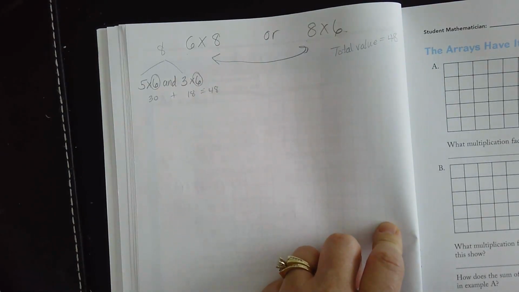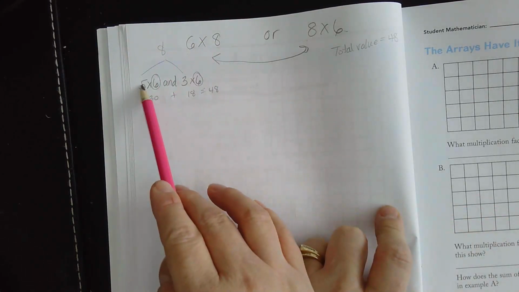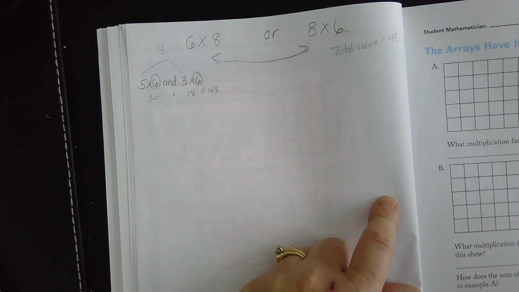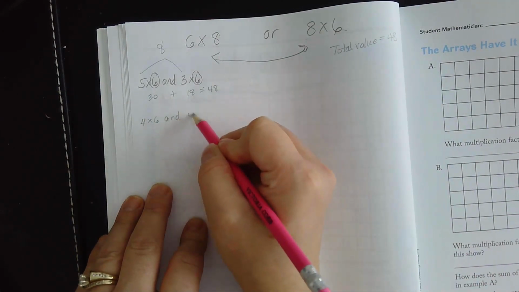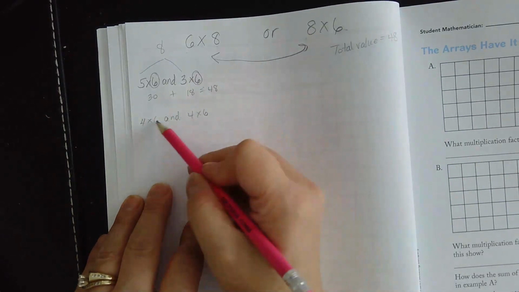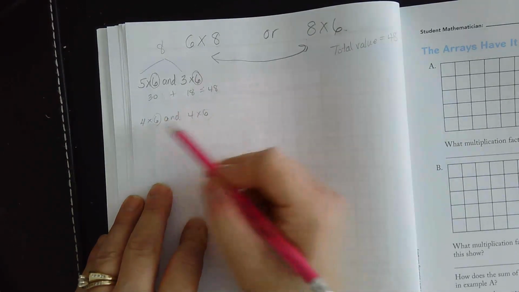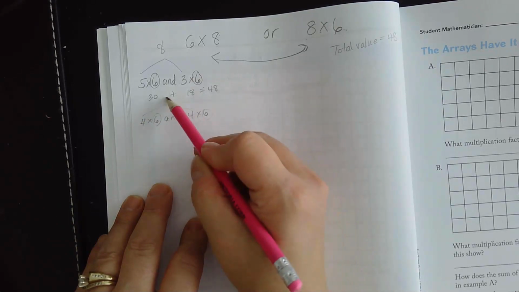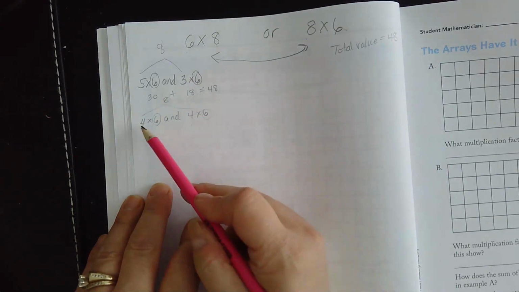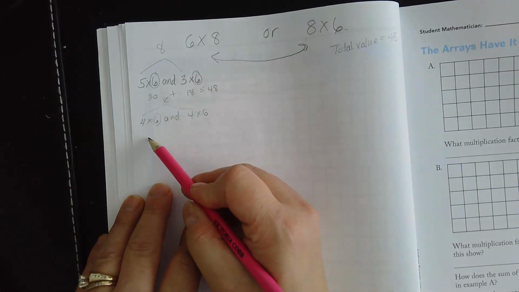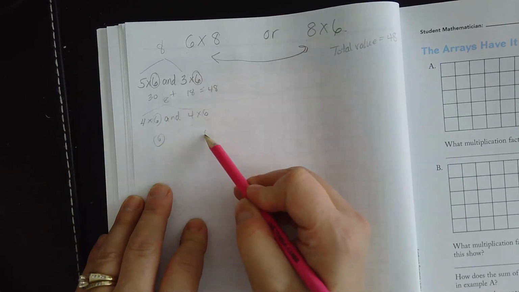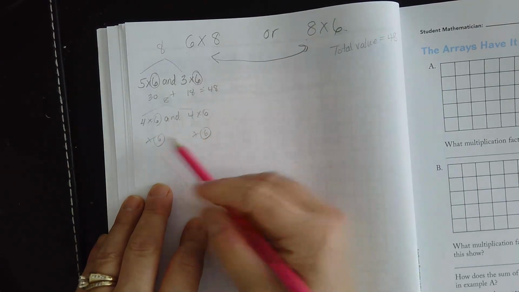Well, instead of 5 times 6 and 3 times 6, what about 4 times 6 and 4 times 6? Would that value be the same? Could we try 4 times 6 and 4 times 6? Well, we kept one number the same, and then we actually ended up keeping those two numbers, but those two numbers would add up to equal 8. So that would work. What else could we do? What else times 6 could we do?